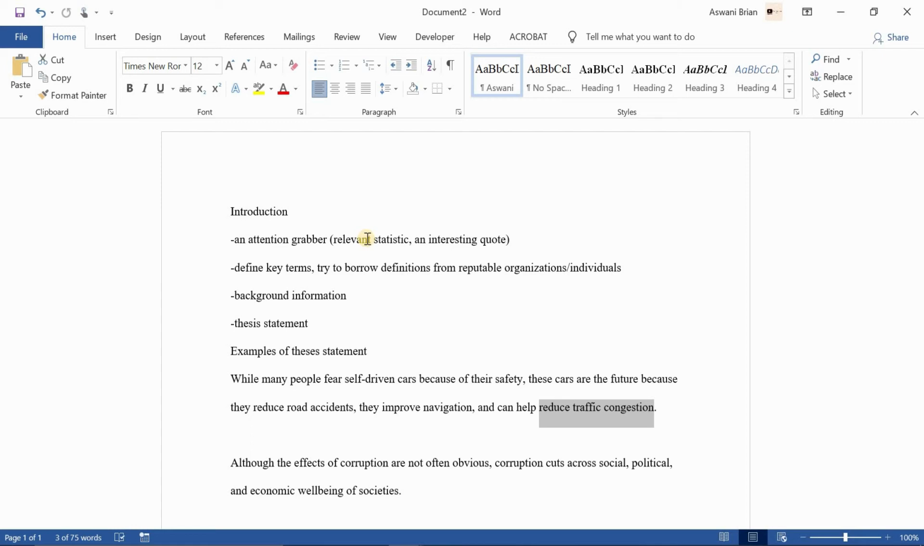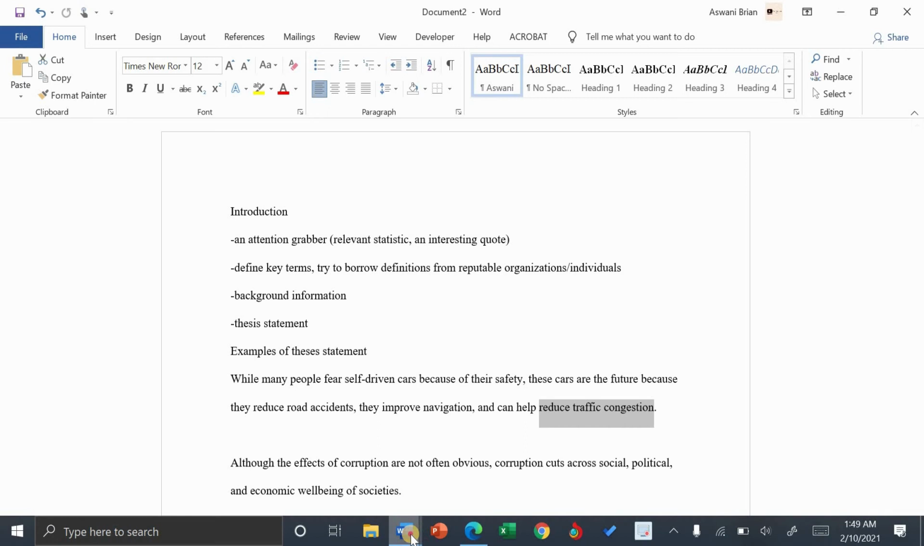So do not just drop that statistic and forget about it, or that quote and forget about it. Put that statistic or quote there and explain it. Explain what it means to your readers. Why should your readers care about that statistic? And it's very important, because most of you will just put in a statistic and go. That is wrong. If you're going to use a statistic or a quote for that matter, make sure you explain what it means before you even go to the definition of key terms or background or the thesis statement. So have a statistic and explain what it means.